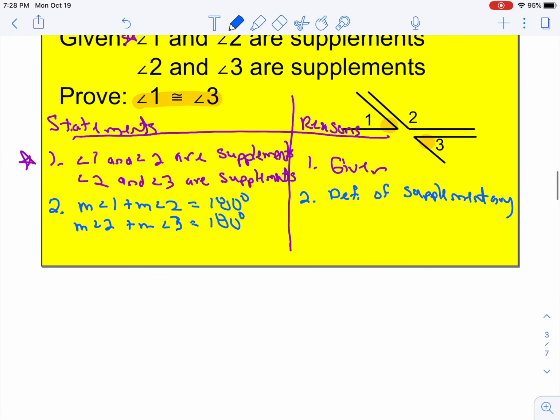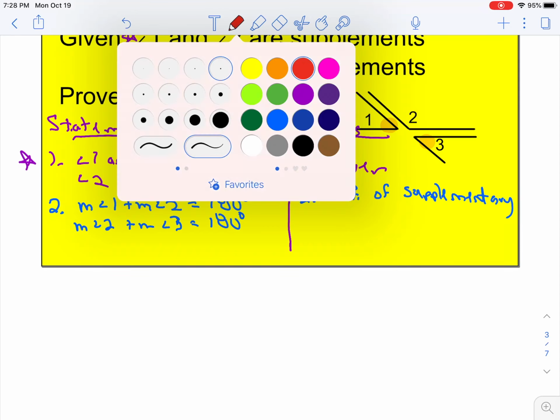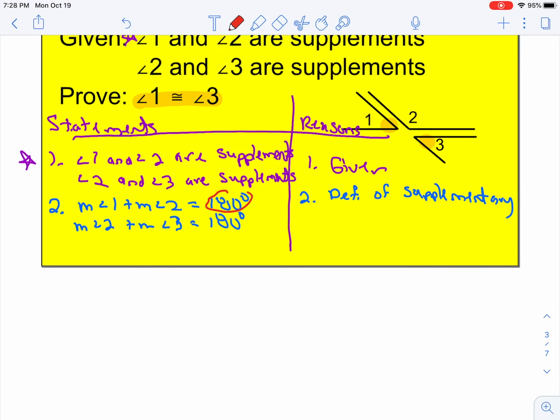Okay, so we've got that part down. Well then, notice that we have 180 degrees and 180 degrees. So we can substitute what 180 degrees is equal to in for that 180 degrees. That leaves us with the measure of angle 1 plus the measure of angle 2 is equal to the measure of angle 2 plus the measure of angle 3. And that reason would be substitution.